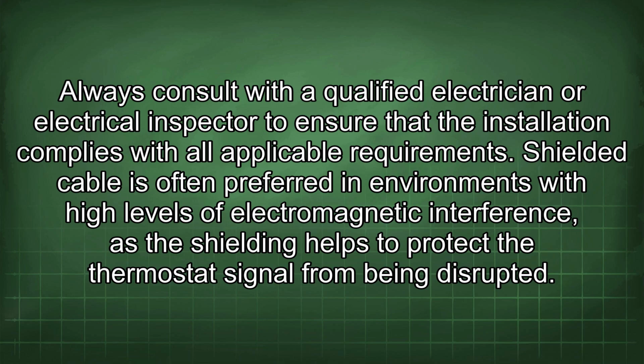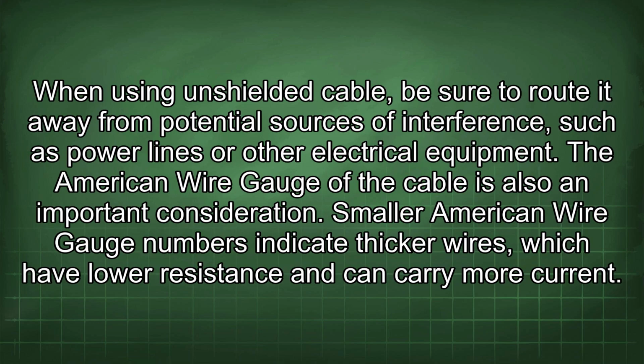Shielded cable is often preferred in environments with high levels of electromagnetic interference, as the shielding helps to protect the thermostat signal from being disrupted. When using unshielded cable, be sure to route it away from potential sources of interference, such as power lines or other electrical equipment. The American wire gauge of the cable is also an important consideration.